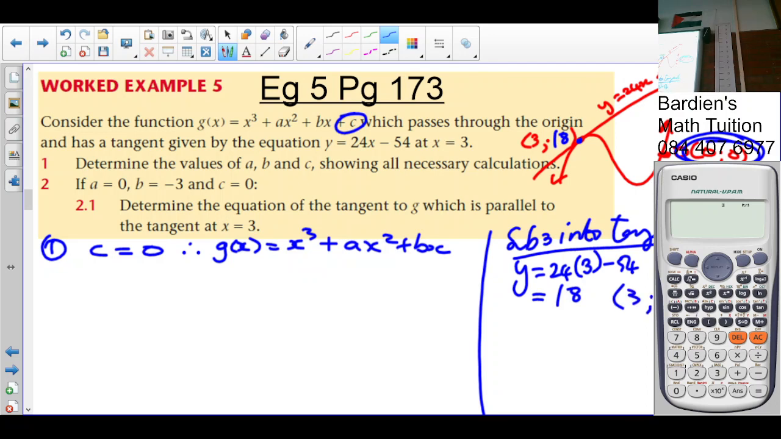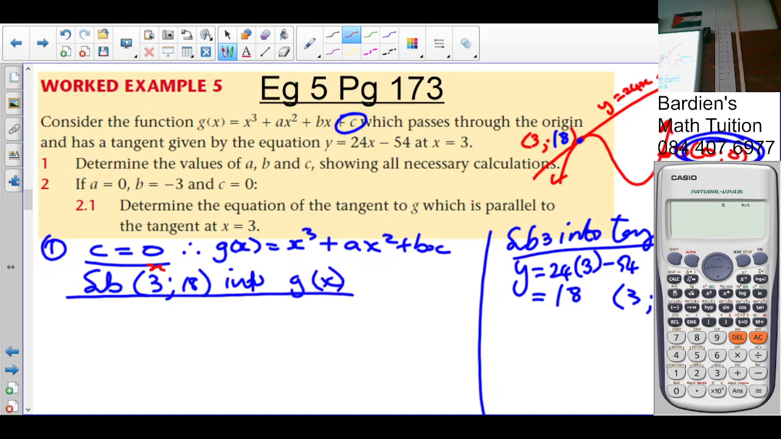Not so? So what we're going to do is we're going to substitute 3 and 18 into g of x. Remembering this is the x and a y. So 18 is equal to 3 cubed plus a times 3 squared plus b times 3. Okay?